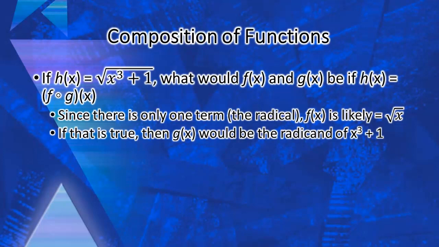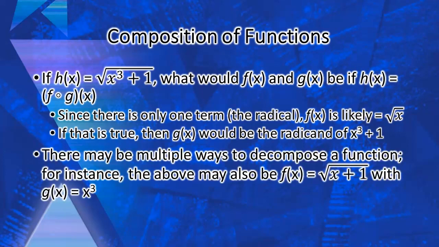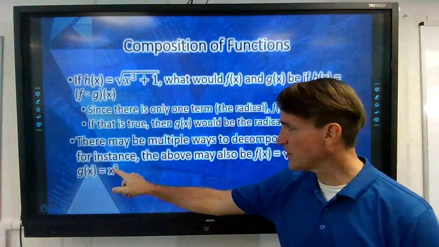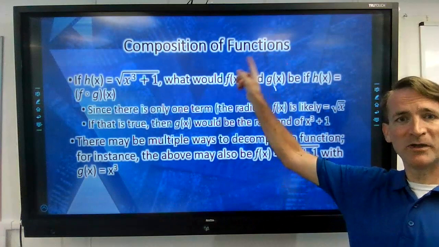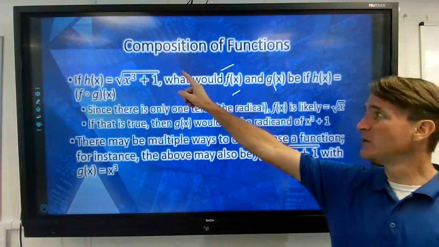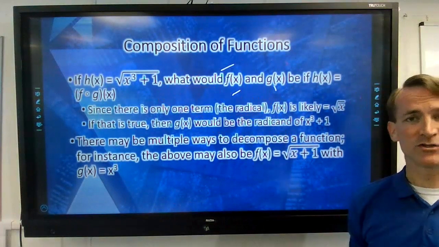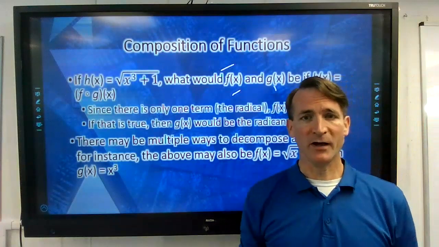I could break that down, and I do come up with a correct way of decomposing it. But that is not the only way. Another alternative would be to say that f of x is the square root of x plus 1, and g of x is simply x cubed. If I were to substitute this x cubed into my f function, I would get exactly what we have up here at the top, where I had my composition already written out for me.